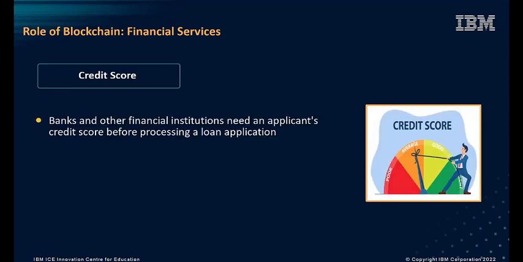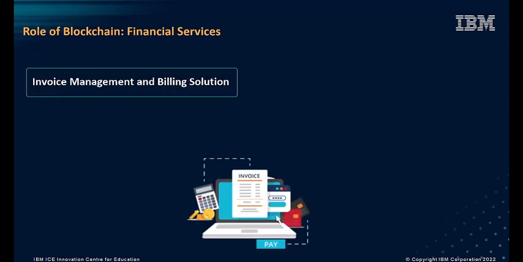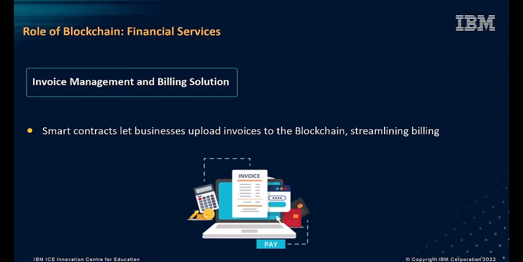Credit score. Before processing a loan application, banks and other financial institutions need an applicant's credit score. A blockchain lets lenders see undisputed financial transactions to determine creditworthiness. A smart contract protects applicant data. Invoice management and billing solution. Smart contracts let businesses upload invoices to the blockchain, streamlining billing.